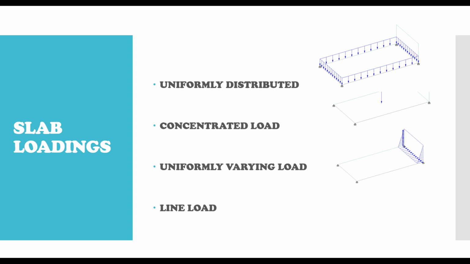Then we have the last one, which is the line load. The line load is when you have a segment of a load that is just acting along a line across the slab. An example of this can be found in a bridge deck when you are trying to analyze the loadings on the bridge deck. A typical example in a building is when you have a cantilever slab and a wall resting at the tip of that cantilever slab. That wall can be analyzed as a line load on the cantilever slab. So these are the various types of loadings that you can have.